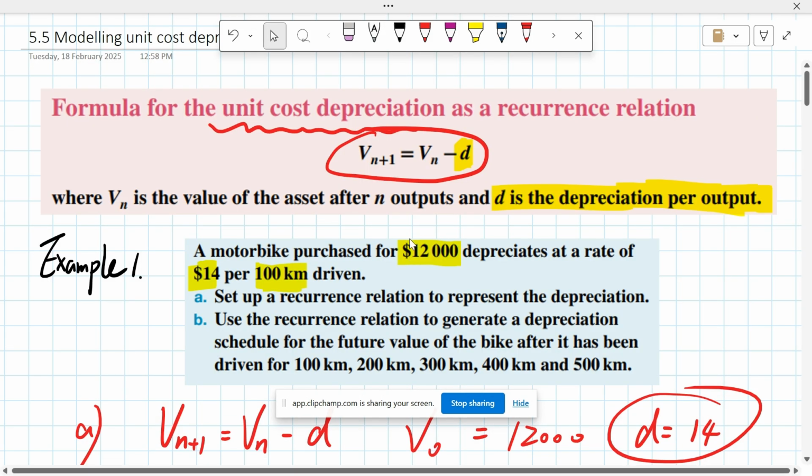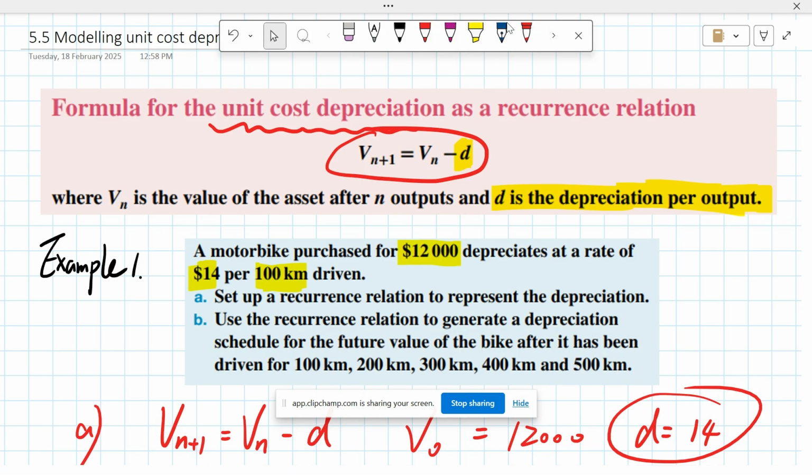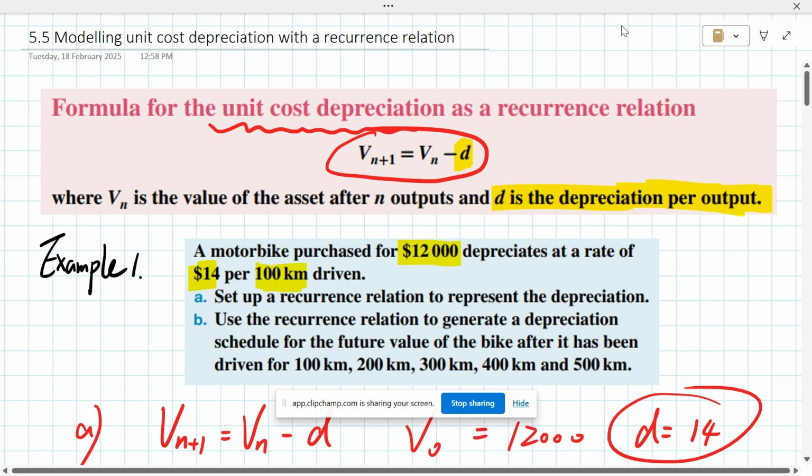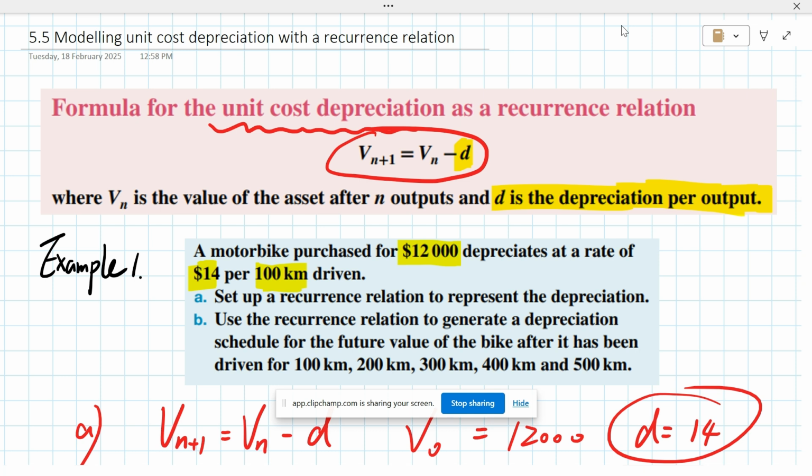Hello everyone, welcome back to 5.5. Today we're going to talk about unit cost. Unit cost is depreciation and recurrence relation as well. So let's have a look at unit cost, depreciation, and recurrence relation.